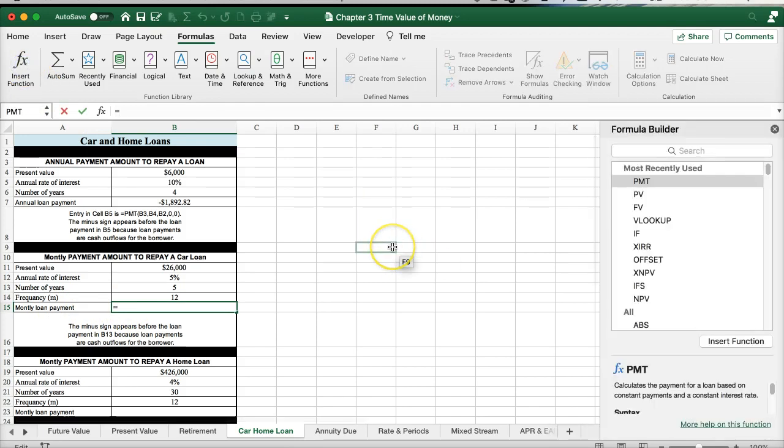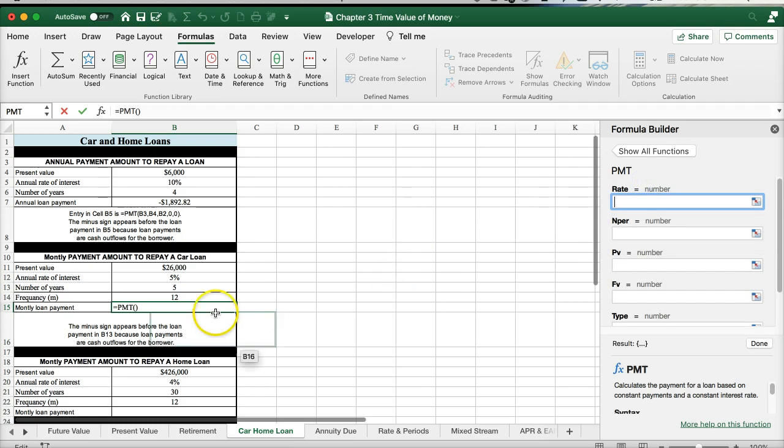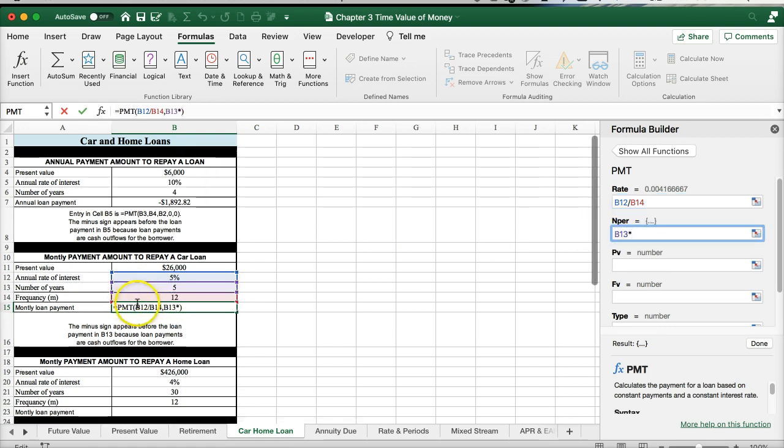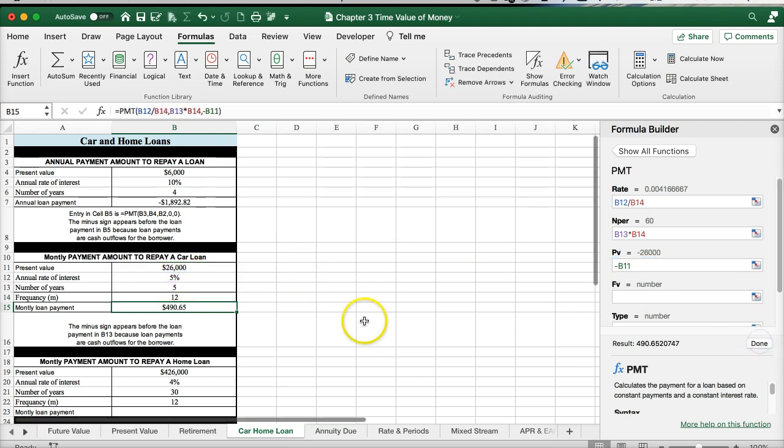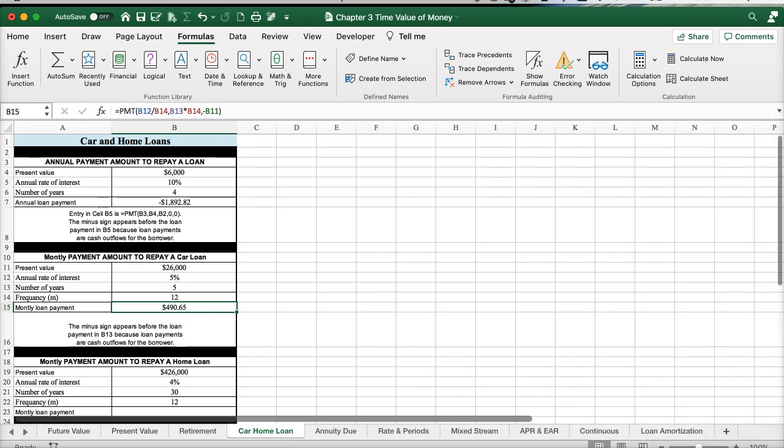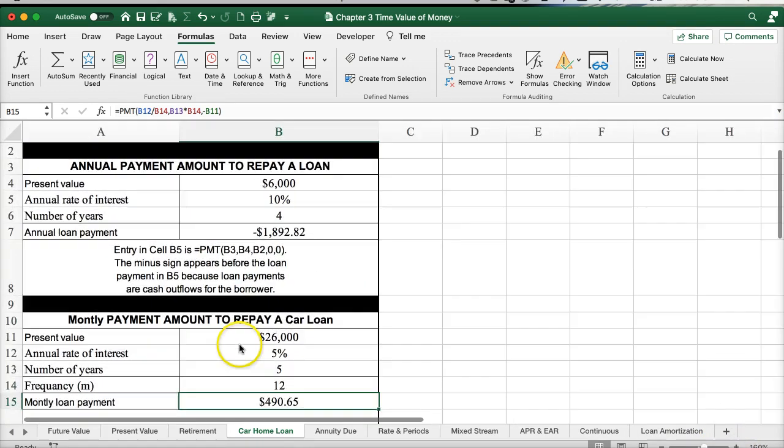Okay, so if we want to calculate a loan, we're going to have to do the payment function. So we have the rate of 5%, but we're going to have to divide that by the monthly frequency. And then we have the nper, 5 years, and we're going to multiply that by the monthly frequency. And then we have the present value, I'm going to make that negative, of $26,000, because that's the money they're giving us today to buy the car. So this loan would be $490 per month. So that would be the payment of the loan.